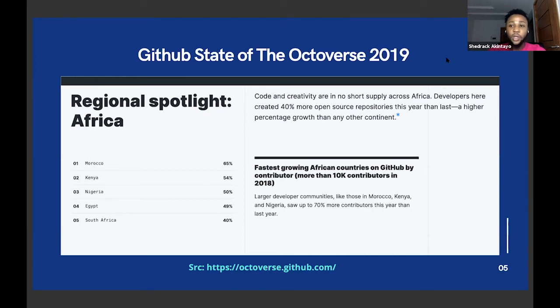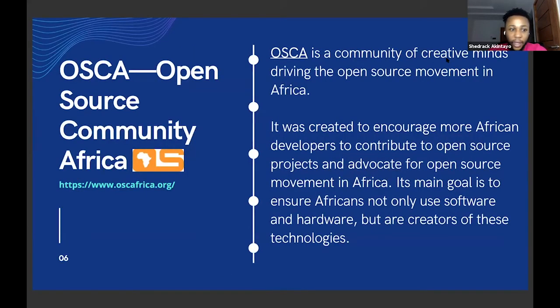So let's talk about OSCA now. Open Source Community Africa, like I said, is the biggest open source community here in Africa, where we are creating a community of creatives that are driving the open source movement in Africa. It was created basically to encourage more African developers to contribute to open source projects and advocate for open source movements in Africa. Its main goal is to ensure that Africans not only use the software and hardware created by other continents, but also create these open source technologies that a lot of people across the world are using.